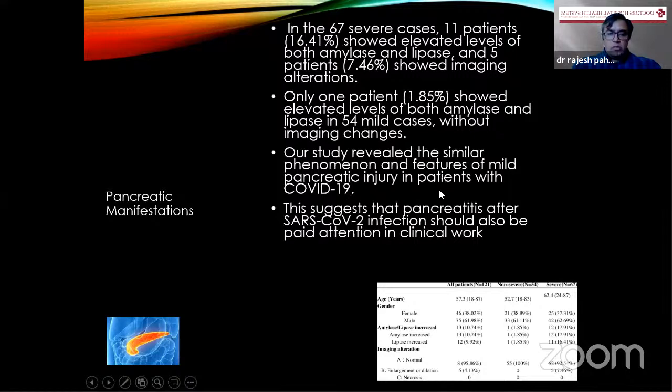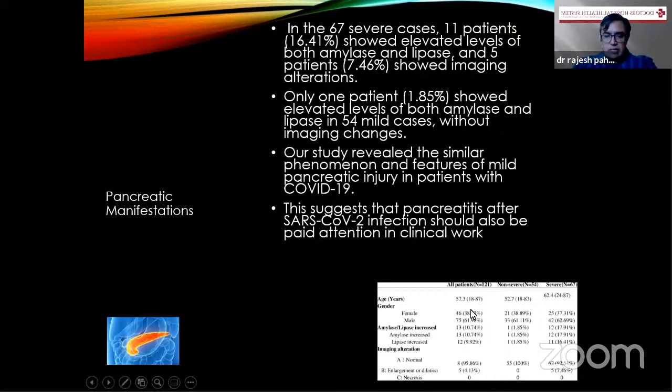So it's important to recognize that pancreatic injury does exist in patients with COVID-19. It's possible that it would be subclinical in mild cases, and it would be frank pancreatitis in severe cases. So it's important that pancreatitis should be paid attention to in clinical work.